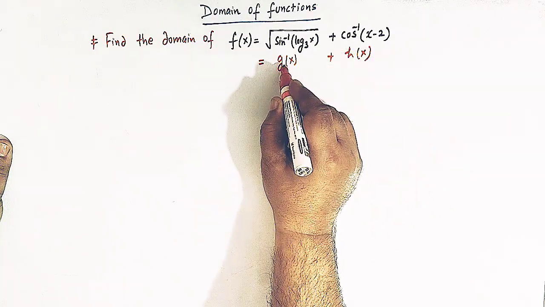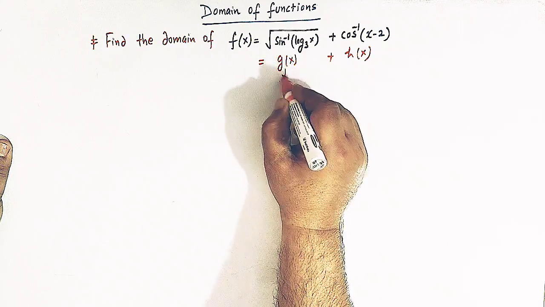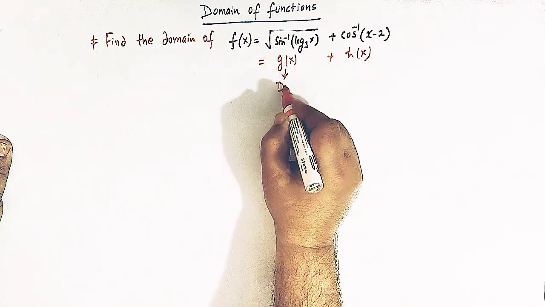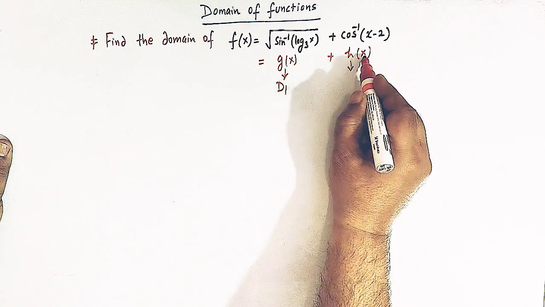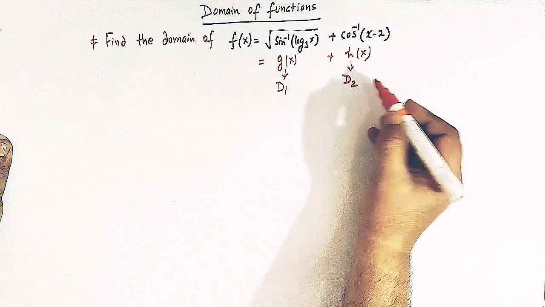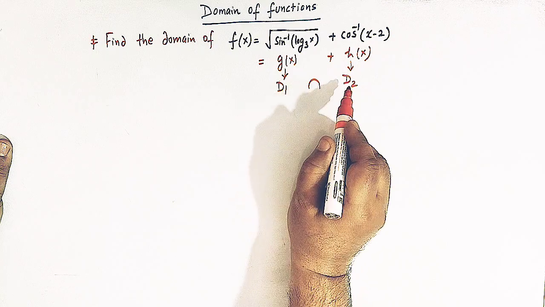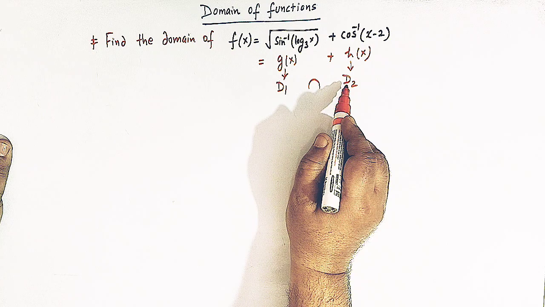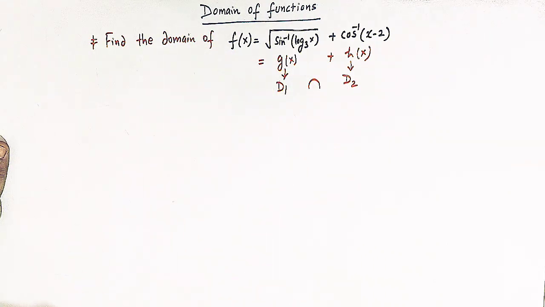And we'll find out the domain of the function g of x, and let us denote the domain of this function by d1, and then we'll find out the domain of the function h of x. Let us call this domain d2, and then we'll find out the intersection of d1 and d2, right? So the intersection of d1 and d2 is the domain of this function f of x, right?